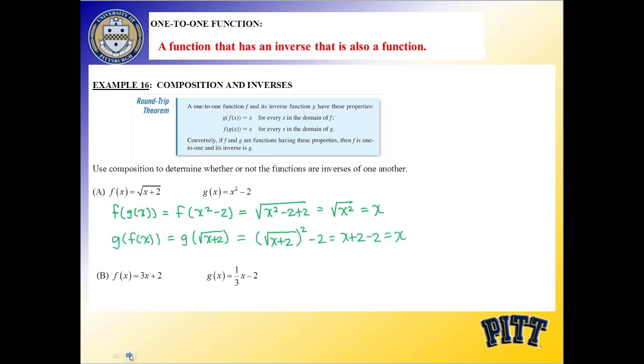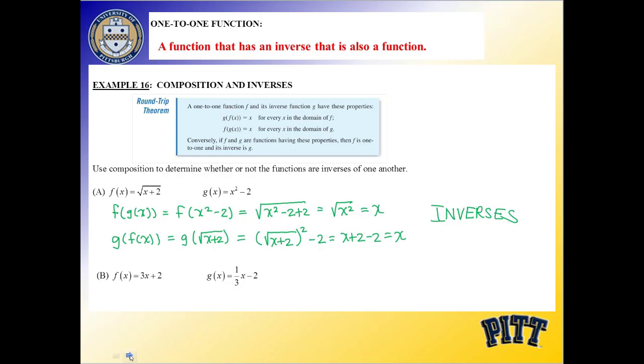And g of f of x, first thing I do is put in what f of x is, which is the square root of x plus 2. I then go to the function g, replace the x with the square root of x plus 2, so I end up with that quantity squared minus 2. When I square that square root, they cancel, giving me x plus 2 minus 2, and of course the plus 2 and minus 2 cancel, leaving me with x. So both of these ended up being x. These are inverses.